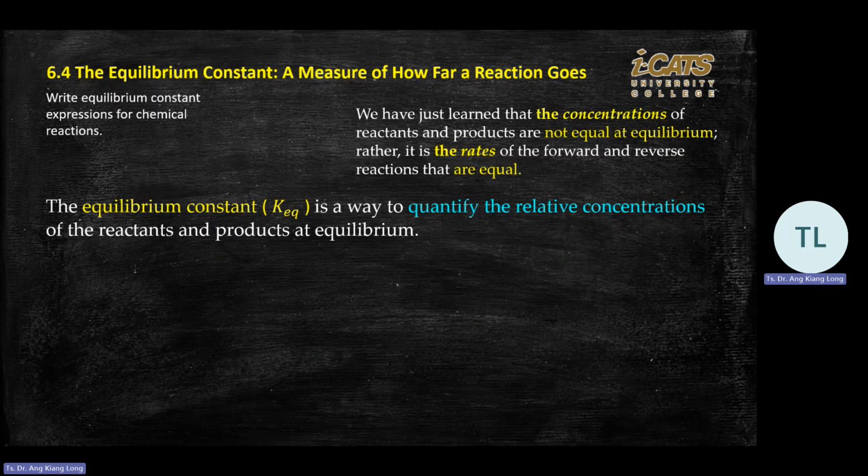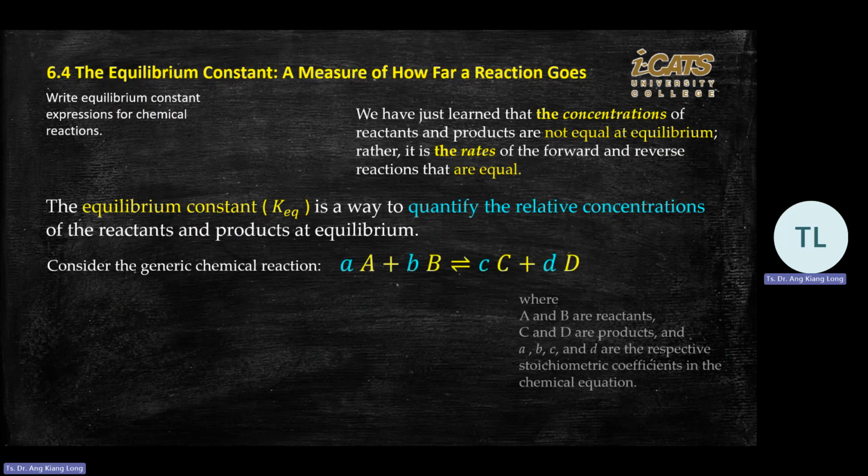Okay, how do we measure how fast or slow the reaction is, from reactant to product or product to reactant? We use a mathematical model which is called equilibrium constant, Keq. This one will come out in your test 2. This one you will surely have to calculate. So this one will come out.